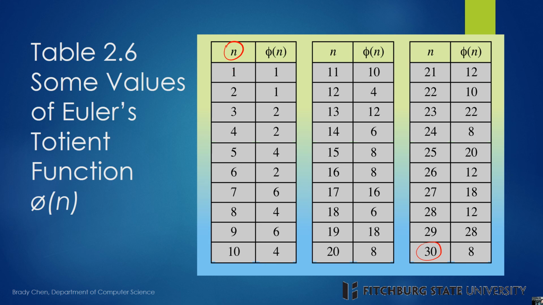So when n equals 1, phi of 1 is 1, and phi of 2 is also 1, right? By definition, the number of integers that are smaller than 2 and relatively prime to 2 is only 1. So there's only 1. Now, phi of 3 is 2. That's not surprising because 3 is a prime number. So phi of 3 is 3 minus 1, it's 2.